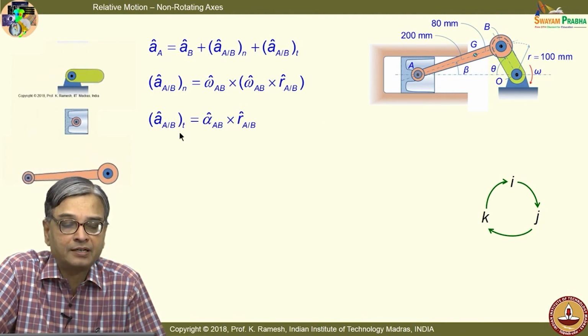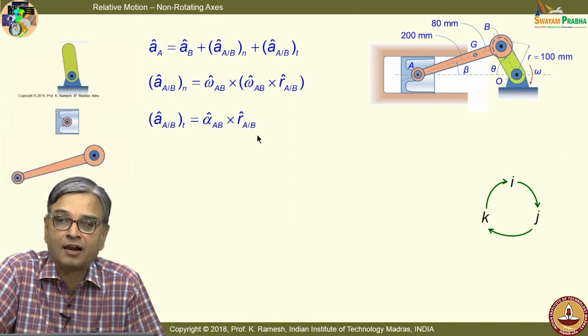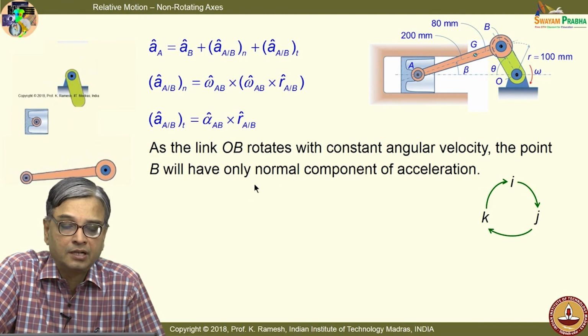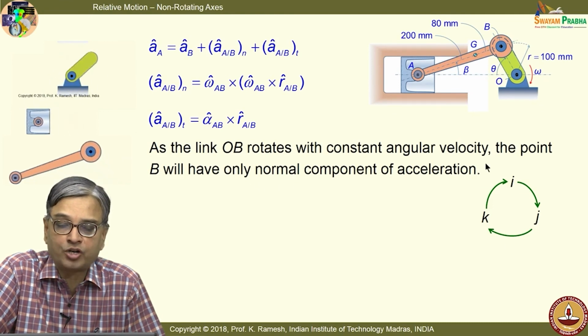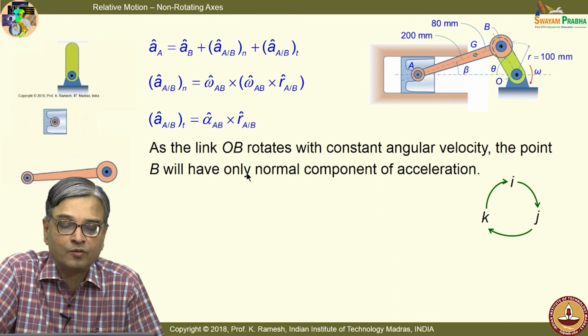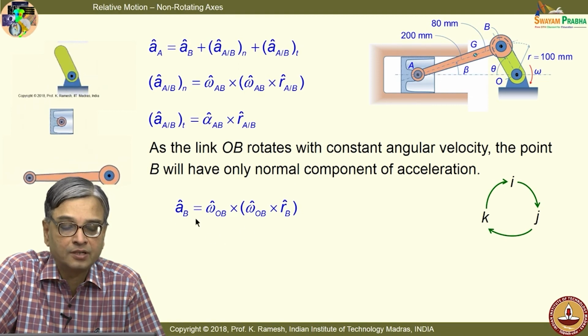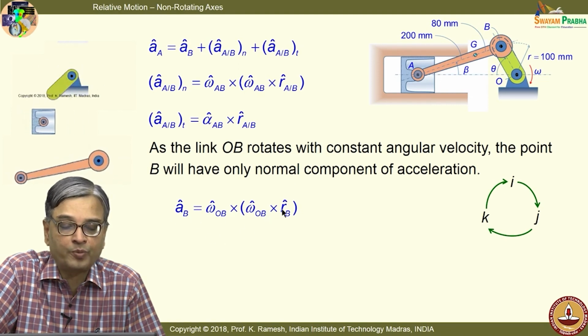And I have the tangential component as alpha cross RAB. And this is again brought to your attention. The point B has only normal component of acceleration. So, I can write the normal component like this, omega OB cross omega OB cross RB.